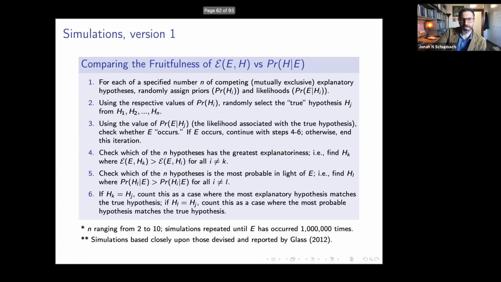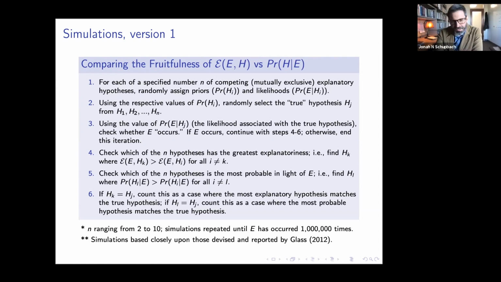And then finally, step 6, all we do now is just compare and count. So if HK equals Hj in this iteration of the simulation, then we count this as a case where the most explanatory hypothesis matches the true hypothesis. And so we count this as a success for that criterion of theory choice, the explanatoriness, fancy E explications of explanatoriness. If HL equals Hj, then we count this as a success for the criteria that would have us always pick out the most probable hypothesis in light of the evidence.